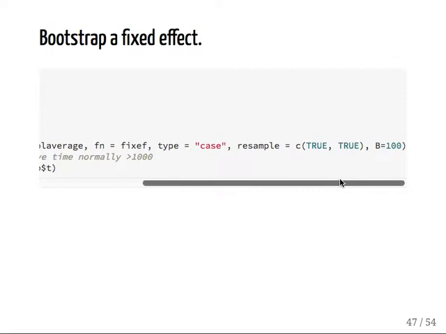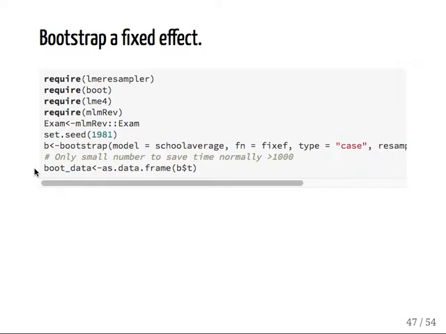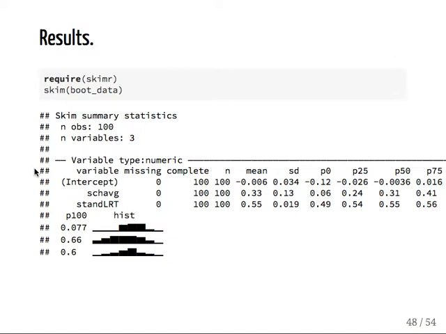This stores it as a data frame, so now we'll have 100 of those samples. And then we can look at the results. We can use skim, which we looked at a bit before, and it will print all those school averages and we'll have the mean, standard deviation, and the percentiles of those things. So that's how we could bootstrap those fixed effects from our model.